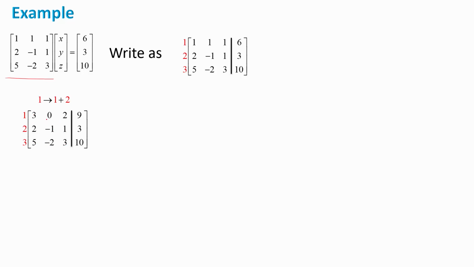But that's a start, isn't it? Let's try something else now. What about if we replace row 3 with 3 minus 2 times row 2? That means we double each element of row 2, and whatever we get, we subtract it from what's already in row 3, and the result will become our new row 3.